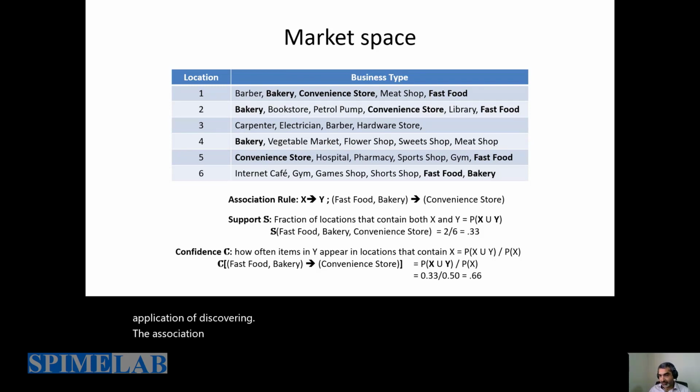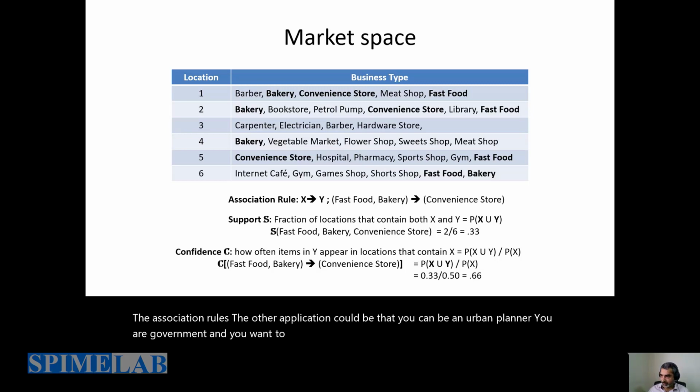The other application could be that you are an urban planner. You are the government and you want to design markets for different locations. So based on the association rules, you can design better and better markets.